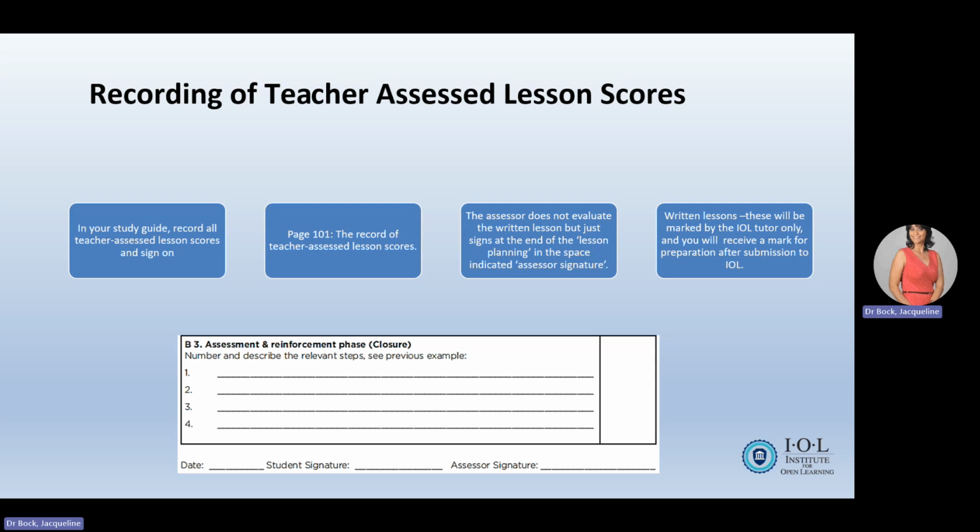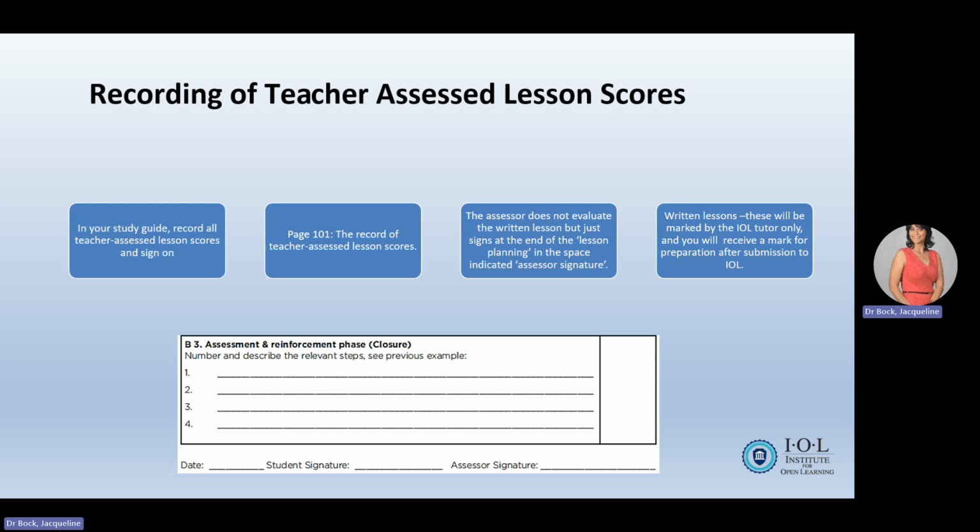So we see there, it's part of the closure. There's a date, a student signature, and an assessor signature. Please do the design model after you've prepared and written out the lesson on a daily basis. They will then sign. Once you have presented, and it's an evaluated lesson that they need to evaluate, they will go towards the half of the book.